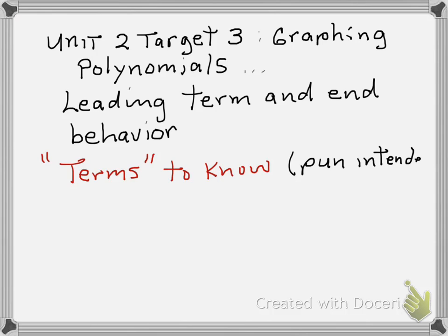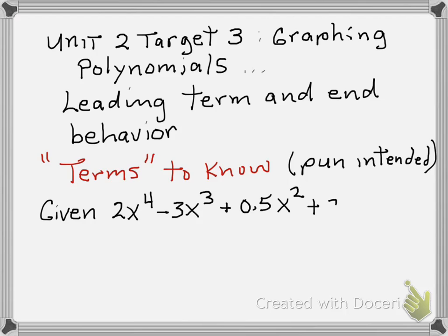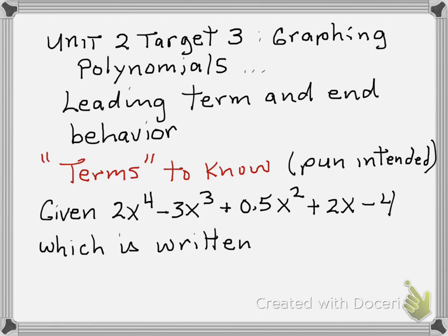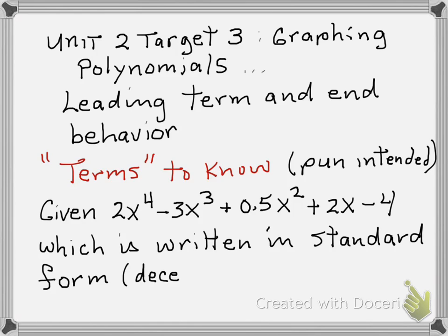So we need to know some terms, one of which is what's a term, thus pun intended. So we're given 2x to the fourth minus 3x cubed plus half of x squared plus 2 times x minus 4. And that's written in standard form, meaning that the exponents are in decreasing order. There's a 1 there. Okay, so descending order.